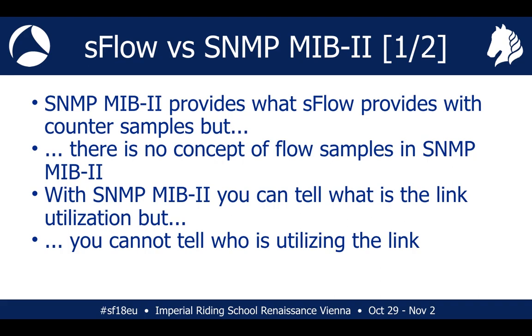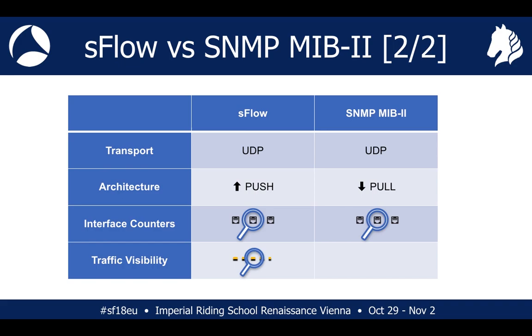SNMP MIB-2, it is true that it provides the counter samples, because if you use SNMP MIB-2, you have visibility on the interfaces' status and on the counters of the interfaces. But what is missing from SNMP MIB-2 is the concept of packet samples. So you don't have an idea of who is using the network device. You know that the network device is used, but you don't know who is using it. So if we look at this table for a quick comparison, we see that the traffic visibility is missing from the SNMP column.